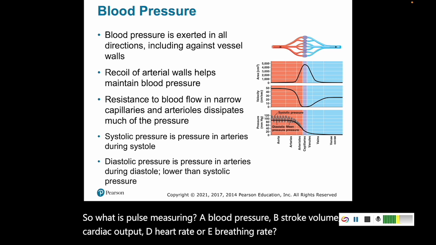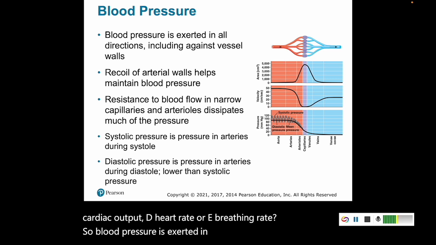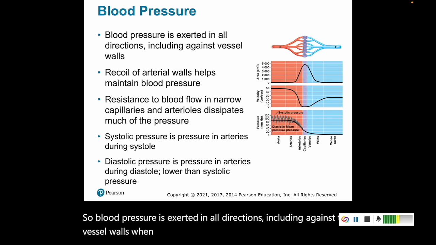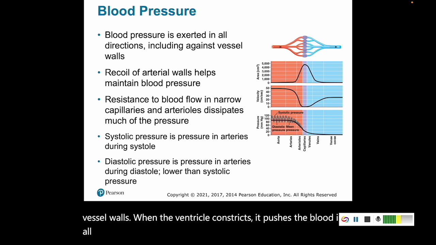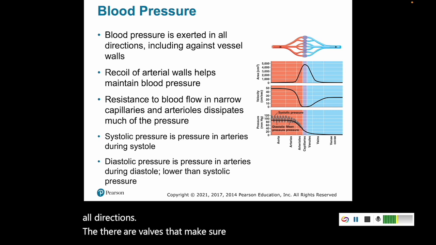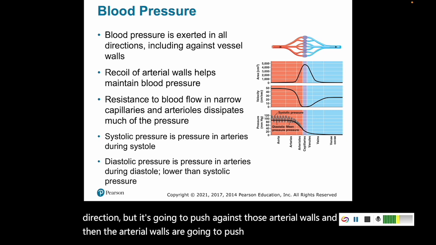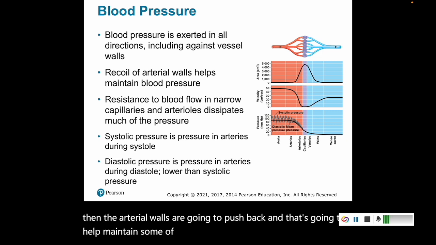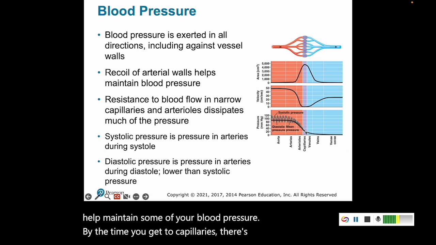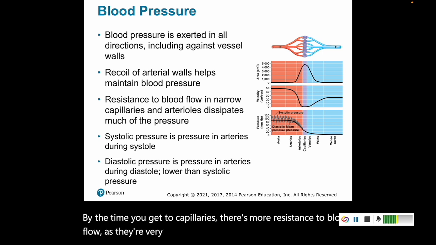So blood pressure is exerted in all directions, including against the vessel walls. When the ventricle constricts, it pushes the blood in all directions. There are valves that make sure it's moving in the right direction, but it's going to push against those arterial walls. And then the arterial walls are going to push back. And that's going to help maintain some of your blood pressure. By the time you get to capillaries, there's more resistance to blood flow as they're very narrow. And so that just dissipates a lot of the pressure.